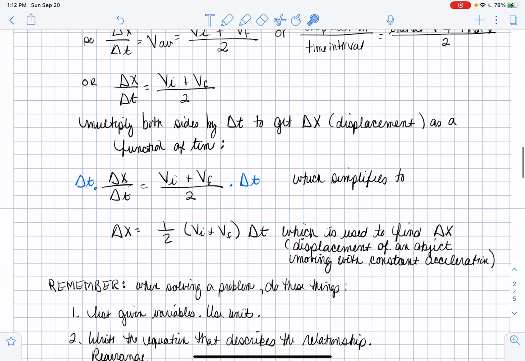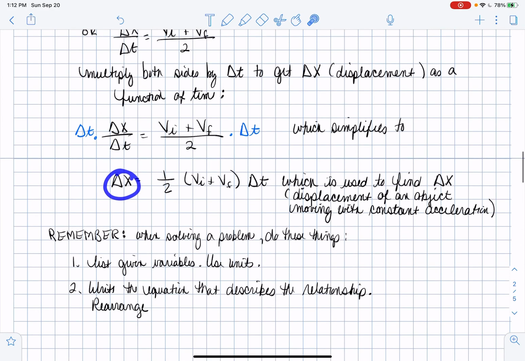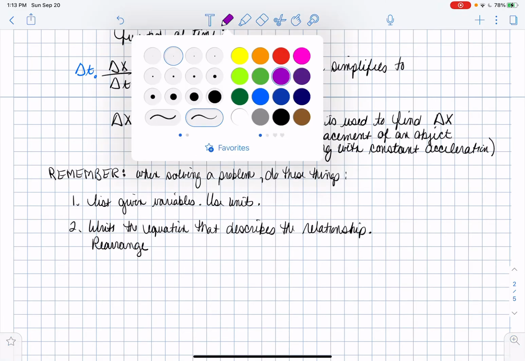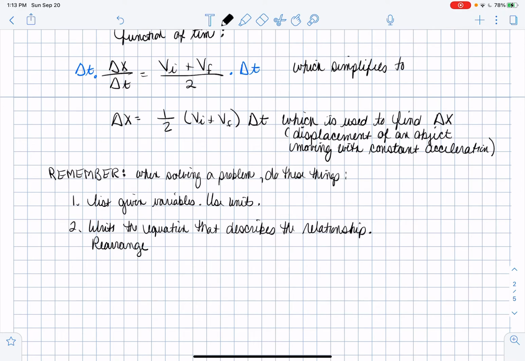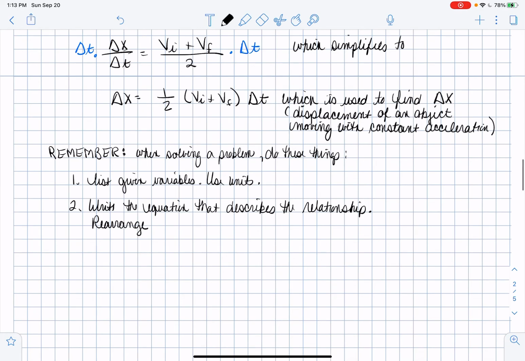This is how you will find displacement, or delta x, when an object is moving with constant acceleration and you know its final and initial velocities. So here, you have to know the time interval, the initial velocity and the final velocity, and you can find delta x. When you're solving these problems, remember that you want to list the given variables in a nice, neat little list with their units. You want to write the equation that describes the relationship, and you want to rearrange the equation to solve for the unknown.